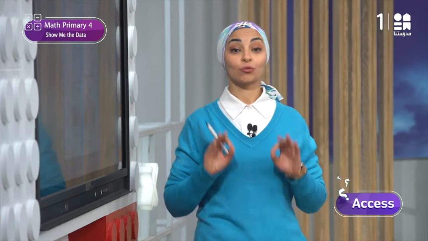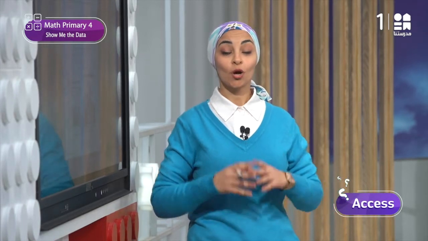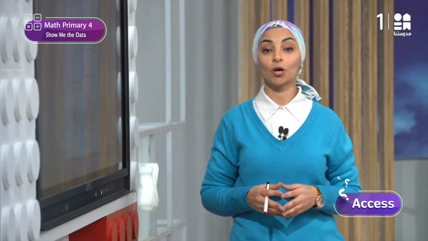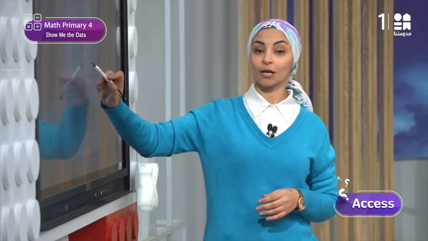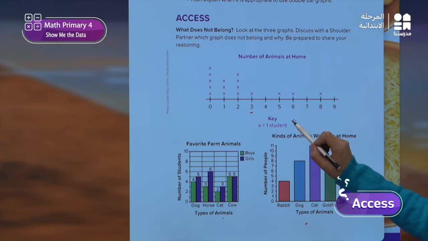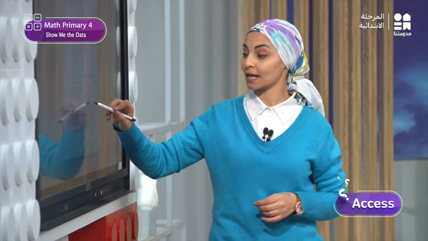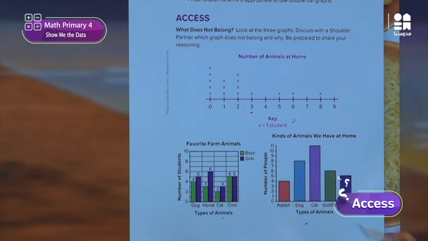After you have finished أنا متأكدة إن أنتوا كلكم كتبتوا lots of answers. ممكن حد فيكم يقول إن اللاين plot doesn't belong. This is the line plot. Why? Because it doesn't have bars. ما عندهوش bars زي اللي موجودة في ال other two.